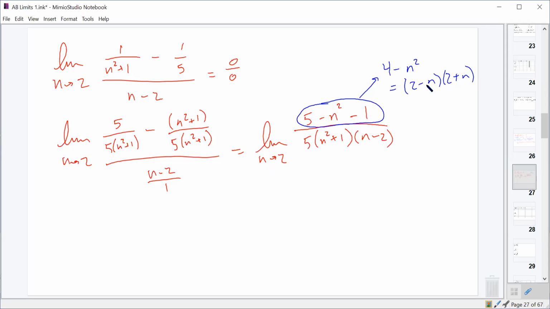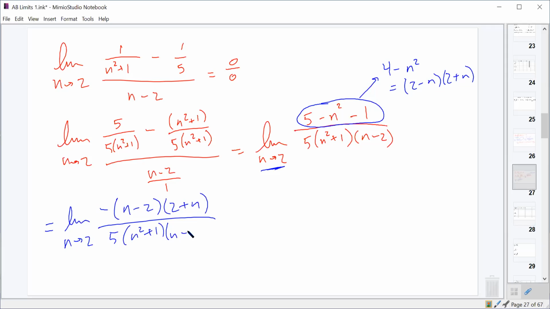And we would note that the 2 minus n and the n minus 2 are almost the same thing. All we have to do to get those to cancel out, and that's what we want to cancel because that's what's causing the problem with the 2, is to factor a negative out of that numerator. So we're going to say this is equal to the limit as n approaches 2 of the opposite of, and we factor out the negative from the 2 minus n to give us n minus 2. And then we got 2 plus n, and we got 5, and we got n squared plus 1, and we got n minus 2. Cancel those out.